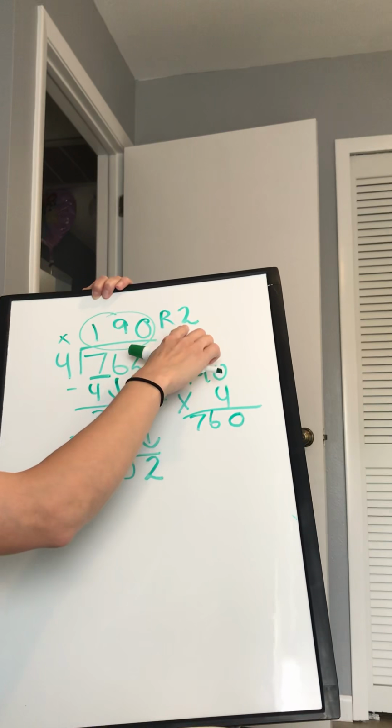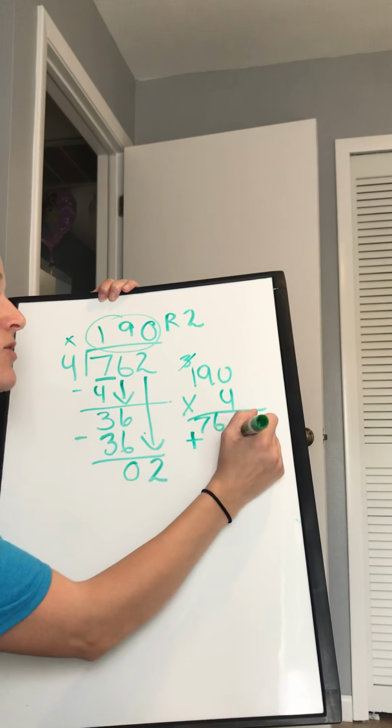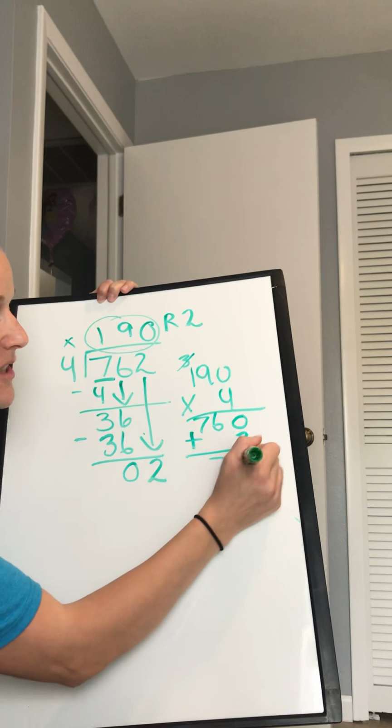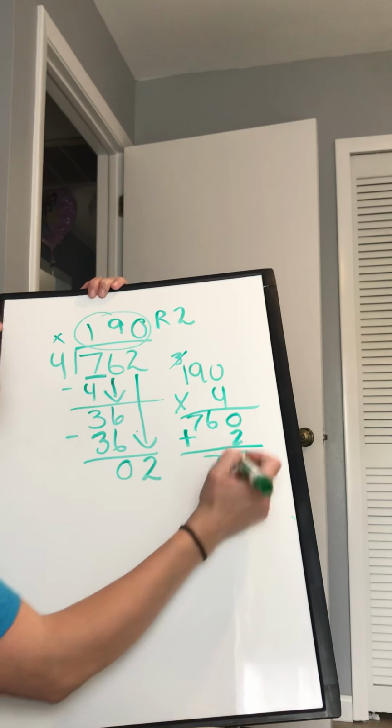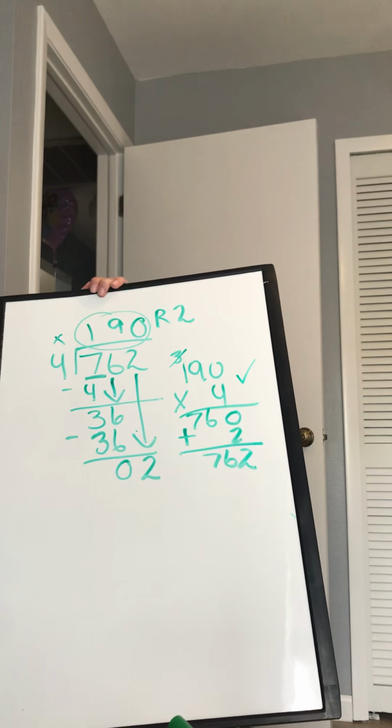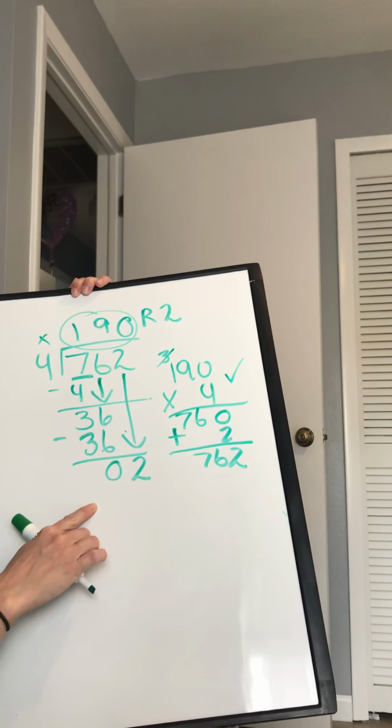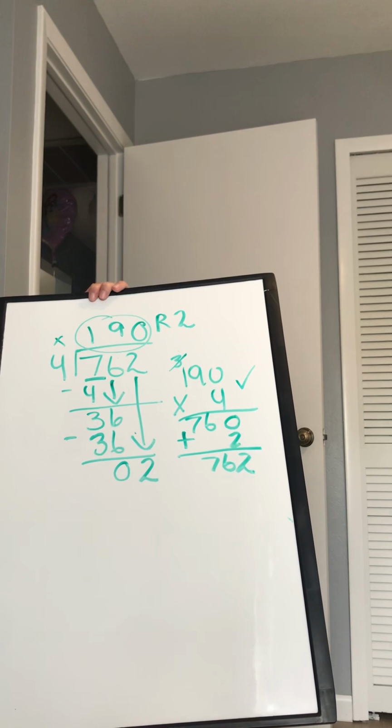Then I add what my remainder is. So 760 plus 2 is 762. Is that the number inside my house? It is, so I know my answer is correct. And that's how you can check all of your problems on that practice division worksheet, okay?